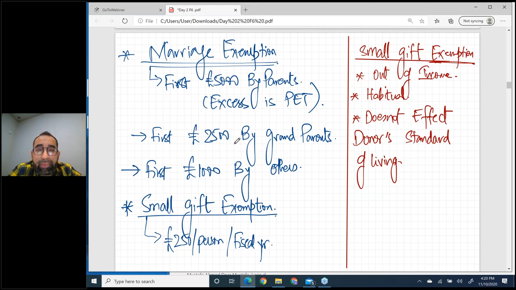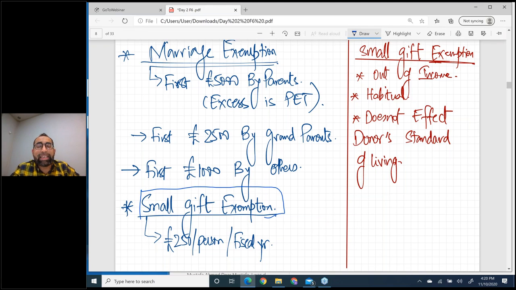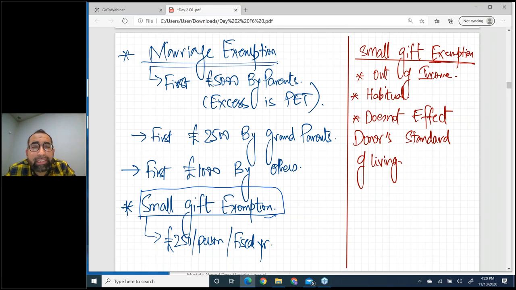Don't forget that for marriage exemption, in 3 lines, I've used the word first, first, first. That means excess will be paid. Don't forget. And if you read the examiner report of last September 2020, these things come. This marriage exemption came in the exam. Okay. Now, one more topic: small gift exemption. This small gift exemption is not related to marriage exemption. This is a separate topic.